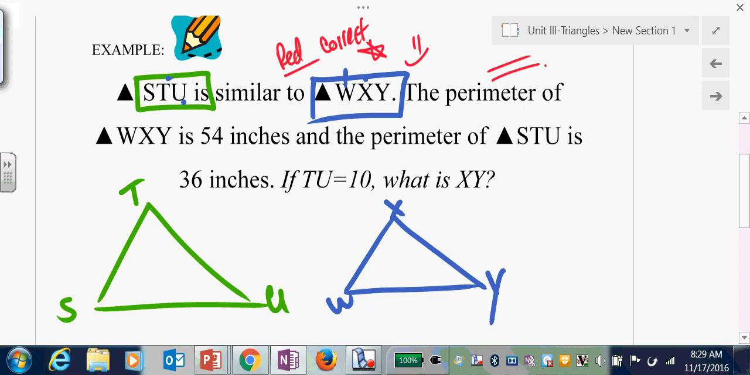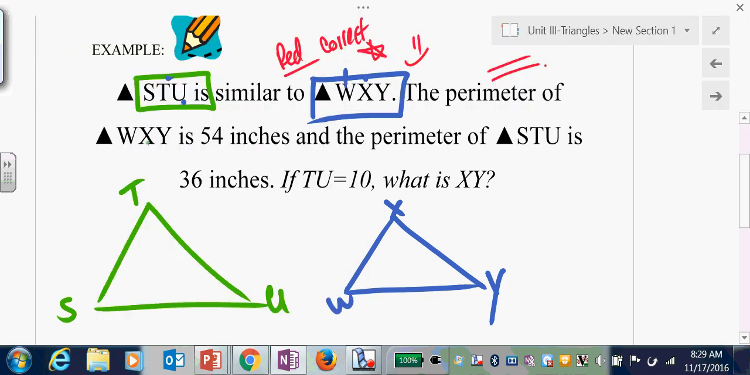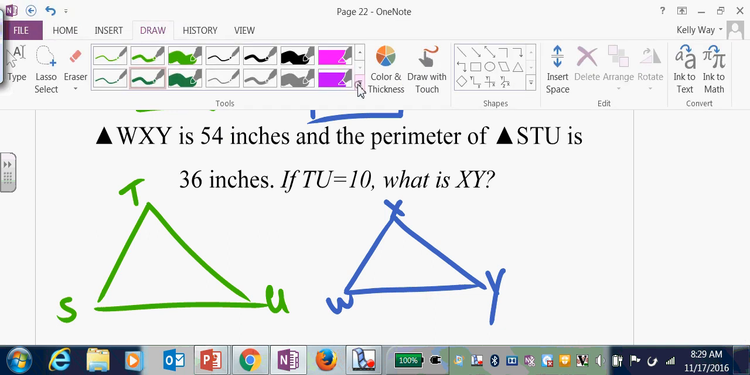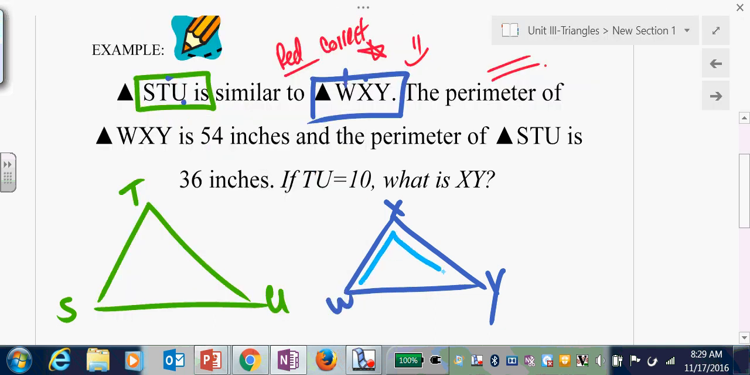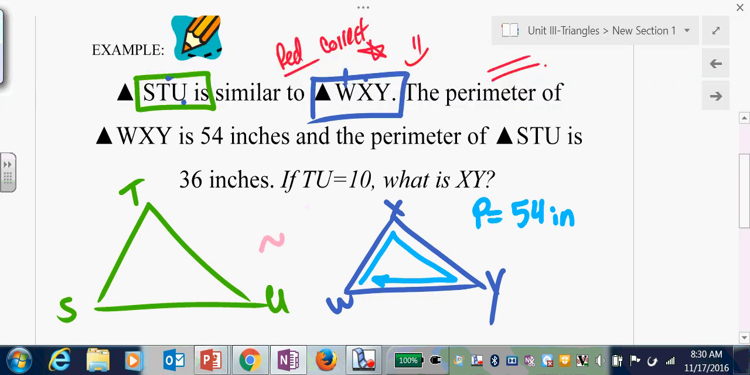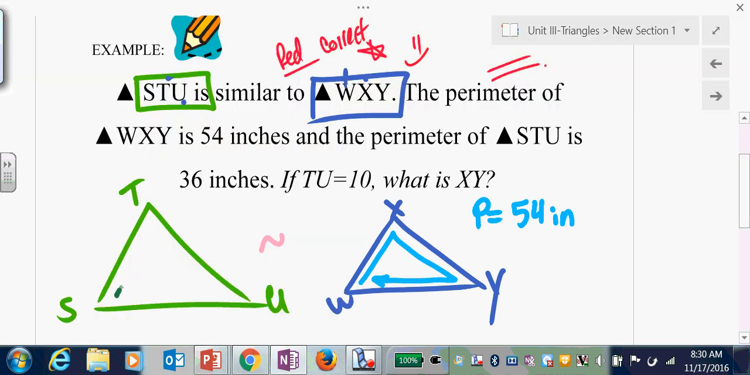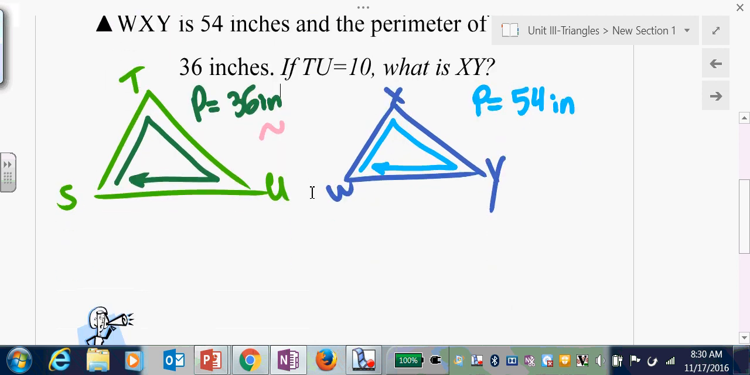It says right here the perimeter of WXY is 54 inches. So I go around, WXY is 54. All the way around, that's perimeter with a little arrow. Perimeter is 54 inches, with the little similarity sign. And the perimeter of STU is 36 inches. So perimeter STU is 36 inches.